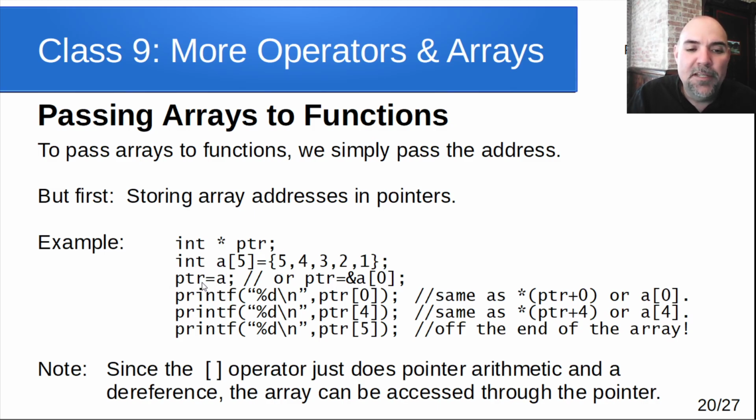I can say PTR equal A because A, the name of the array used by itself, evaluates as the address of the beginning of this block of memory. This is going to be 20 bytes because it's 5 times 4 each, or it could be 10 bytes if this is a short int on a different platform. But this PTR equal A is the same as saying PTR equal the address of A subscript 0.